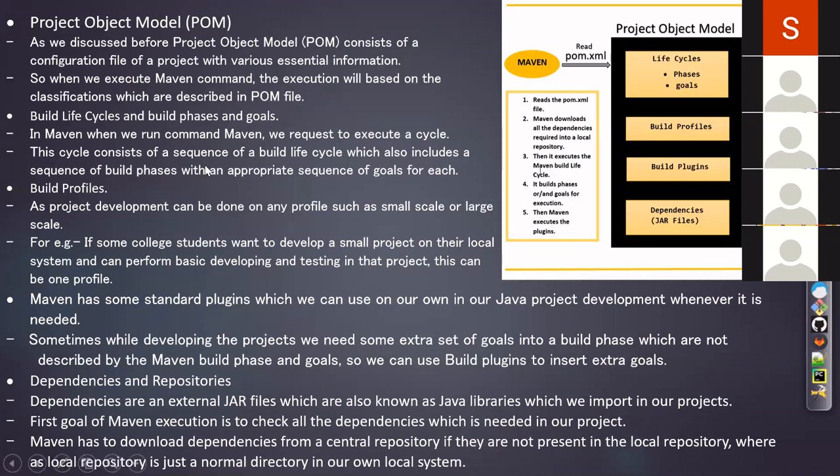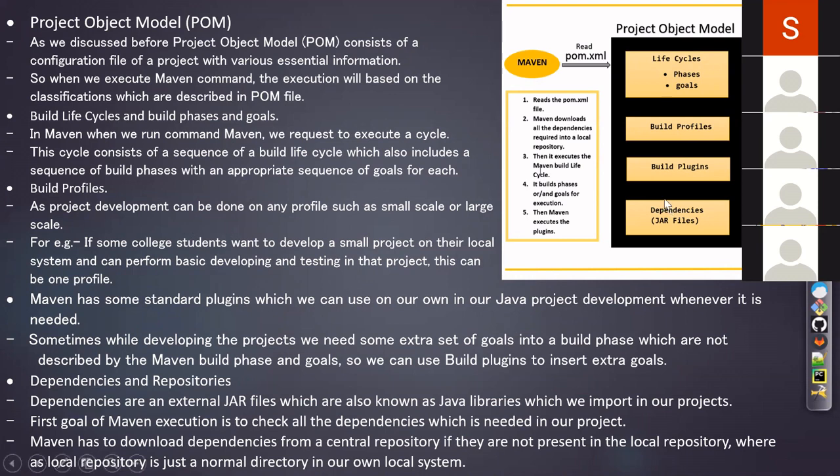This cycle consists of a sequence of build phases, with an appropriate sequence of goals for each. Basically, in Maven, the main goal is package. We also go through other phases like compile, test, and all, but the main goal is package. We need the jar files, that artifact.